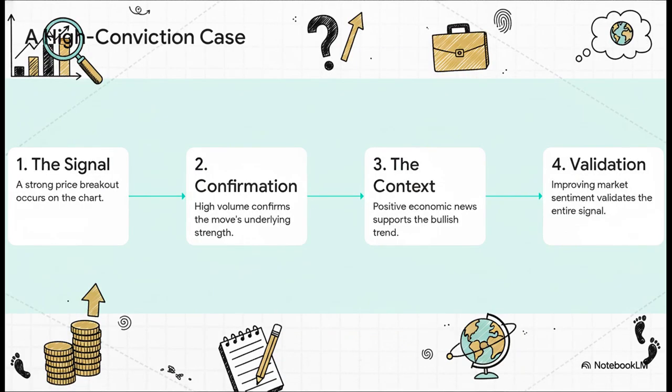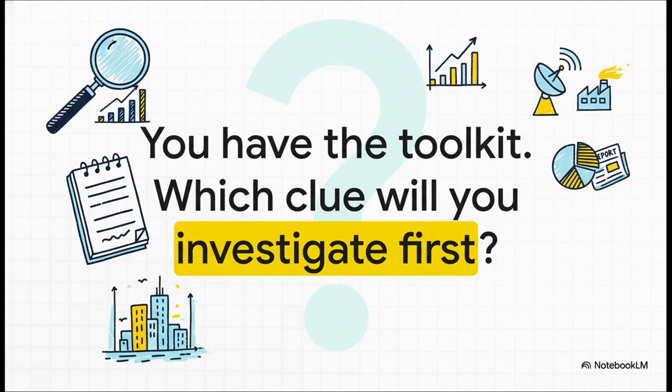Okay, so let's walk through it. How do you build a high-conviction case? Step 1. You get the signal. Let's say a strong price breakout. But is it legit? Step 2, you look for the confirmation. And boom, high volume confirms the move's strength. Okay, it's strong, but why is it happening? Step 3, check the context. Positive economic news just came out that supports the trend. And finally, the validation. Is the crowd on board? Yes, improving market sentiment validates the signal. You see, when all 4 of these clues line up, you've gone from a simple hunch to a really well-supported theory.